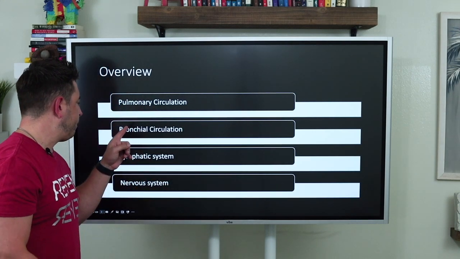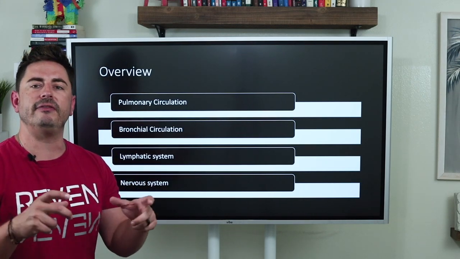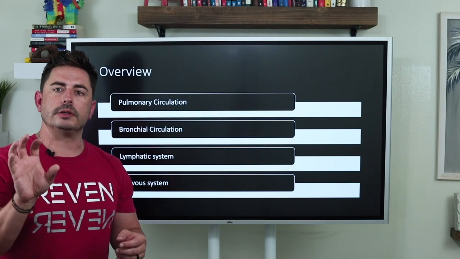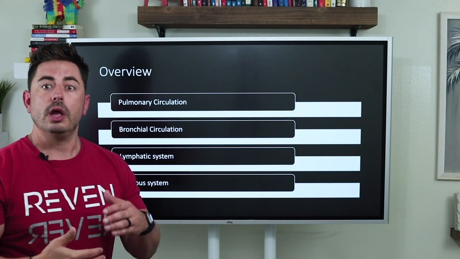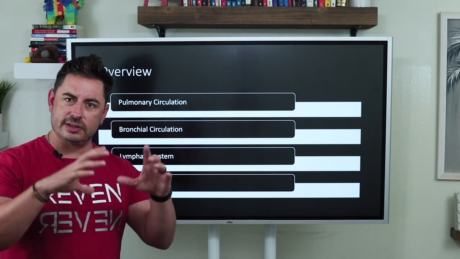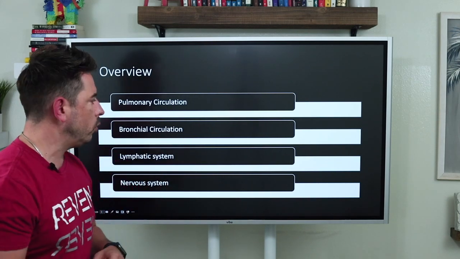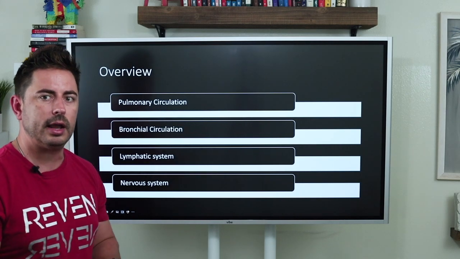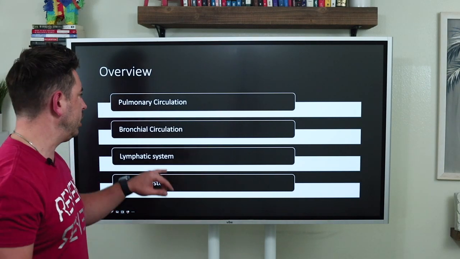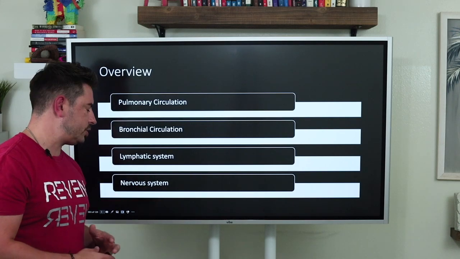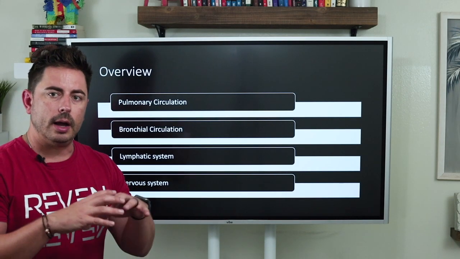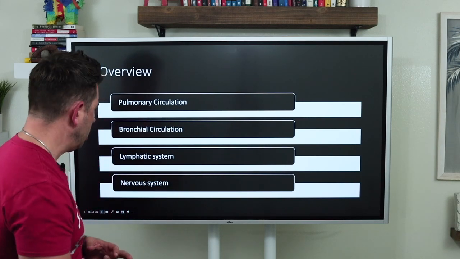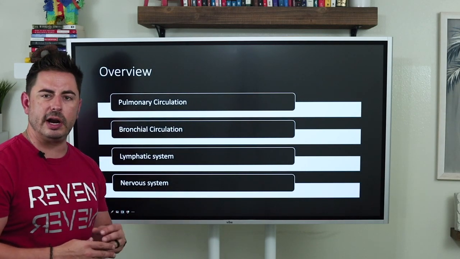When we look at bronchial circulation, this is the blood flow to supply nutrients and oxygen to the trachea, the conducting zones, and to the parenchyma of the lungs. So we'll talk about that. We've been hitting that in some of the other videos, so we won't spend a whole lot of time on it. I'm going to spend a whole lot more time with pulmonary circulation. And we'll finish up with the nervous system. So a good comprehensive look at what's going on here.